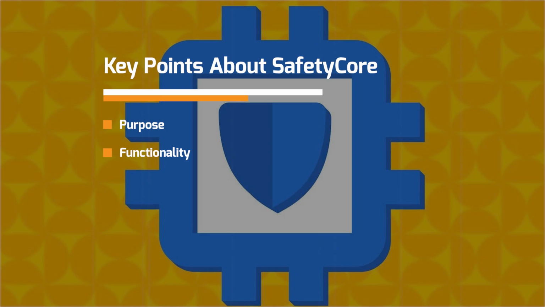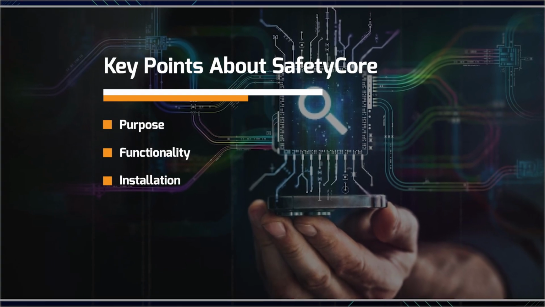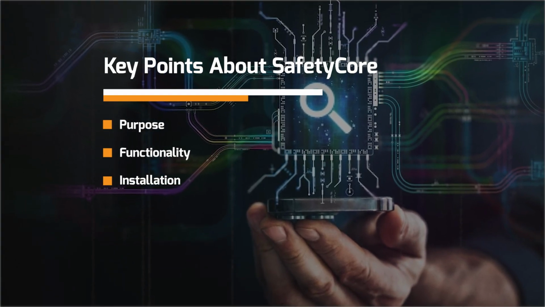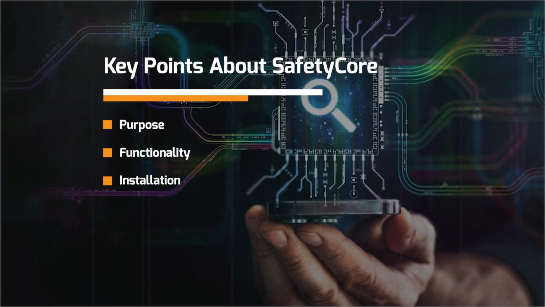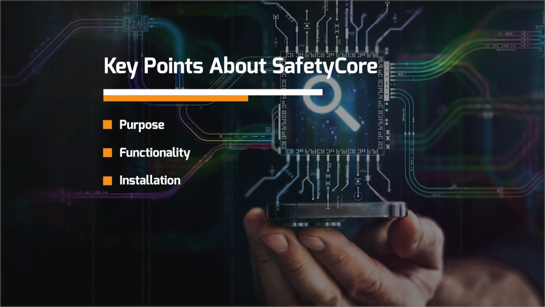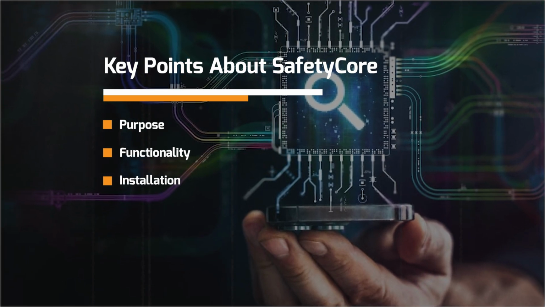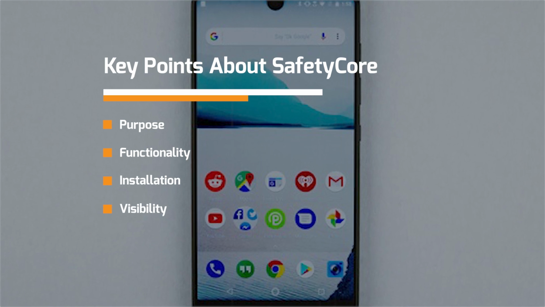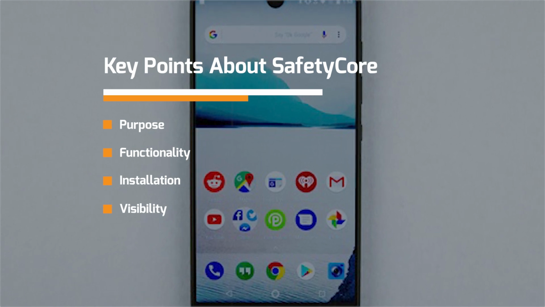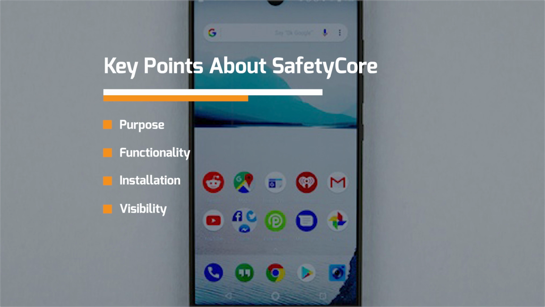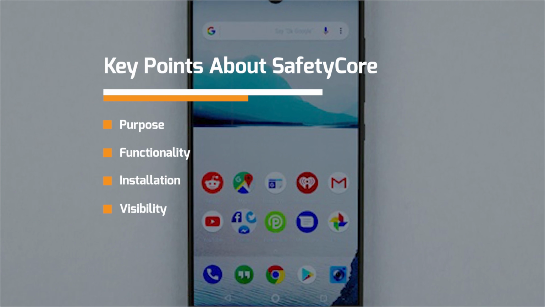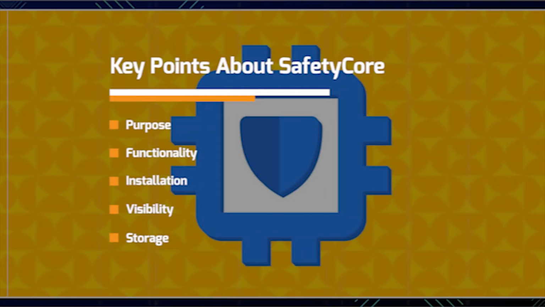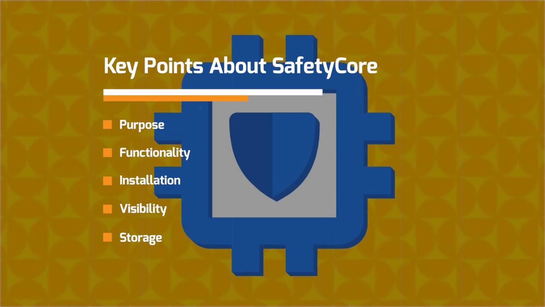Now, in regards to installation, the app was installed without explicit user consent or notification, leading to concerns about privacy and transparency. As for visibility, SafetyCore doesn't have an icon and doesn't show up in the usual list of running applications. It can only be found in settings, then apps, and show system processes. The app occupies approximately 2 gigabytes of storage space.